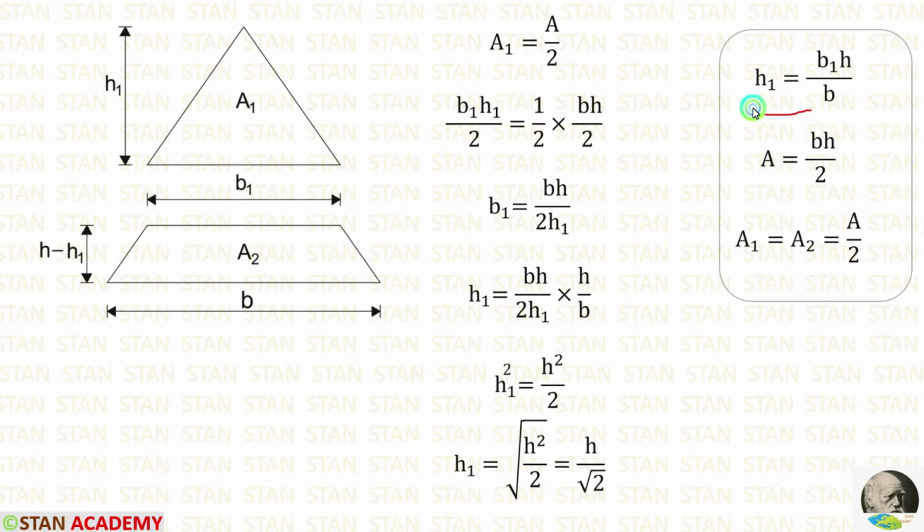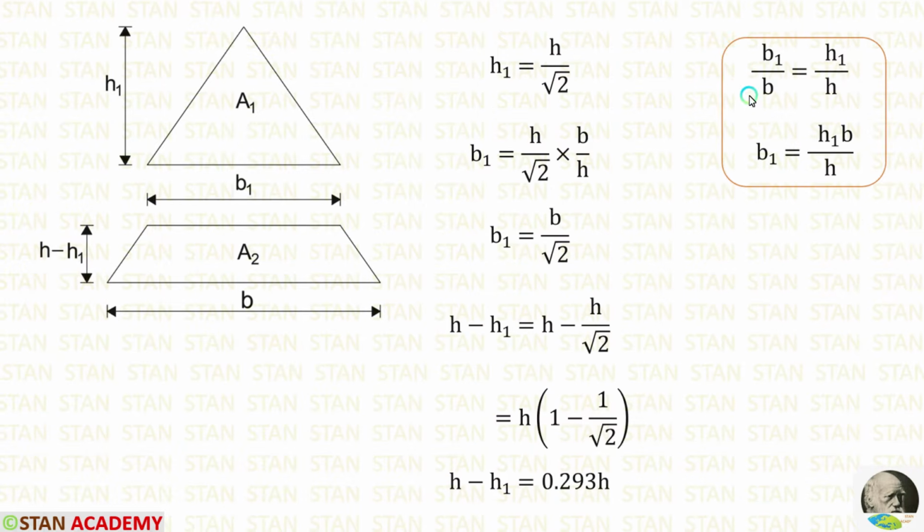Previously we have already made a formula for h1, which is equal to b1h by b. In the formula, instead of b1, we can apply bh by 2h1. Then we can cut this b and b. Also take the h1 on the left side. h1 into h1 we will get h1 square, h into h we will get h square. To calculate h1, we have to take the root of these values. We can take h square outside, it will become h. So h1 is equal to h by root 2.